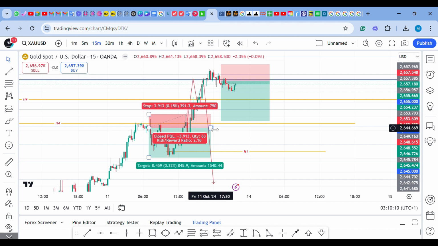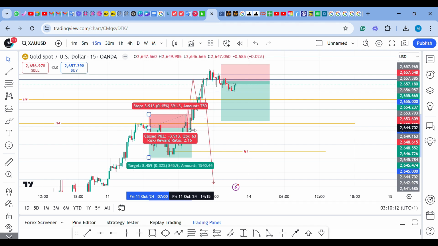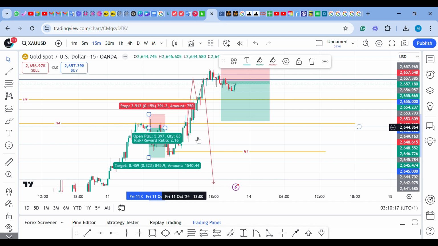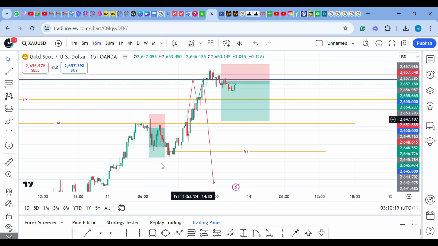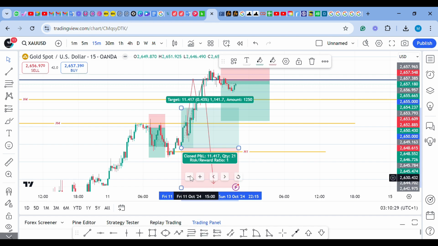So now there's what we call break even in trading. Let me show you with this buy setup here. If your entry point was here, take your position size.